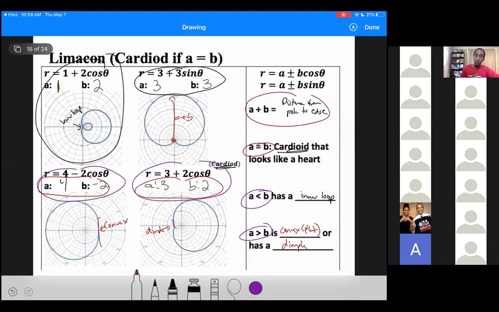Similar rules apply with respect to cosine and sine. If you notice, cosine lies along the x-axis, polar axis, sorry. Sine is on the vertical polar axis. Okay, so similar to all the other ones. A lot of information in terms of vocabulary here. Any questions thus far? Two more shapes.